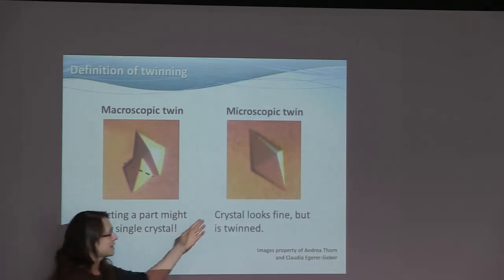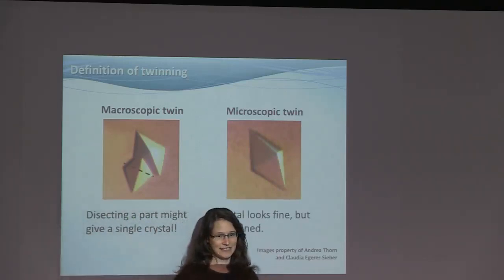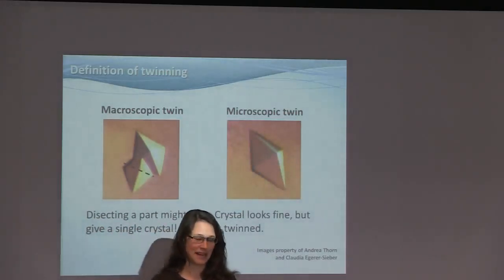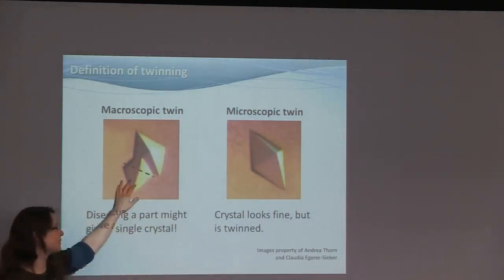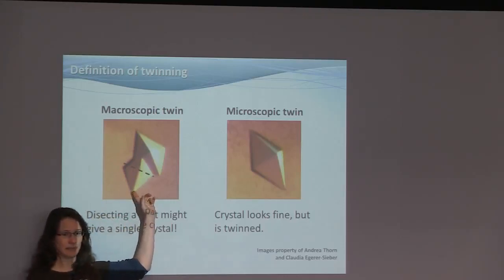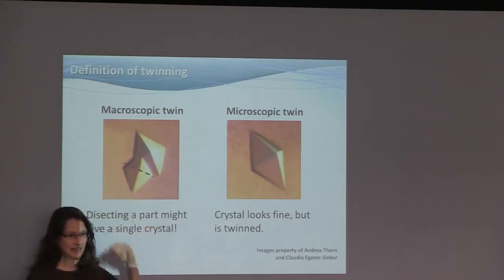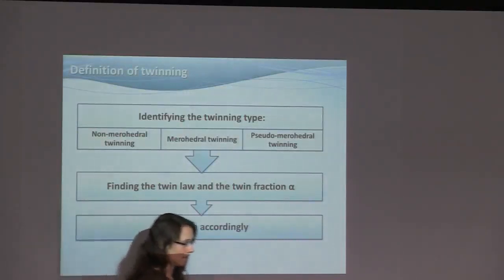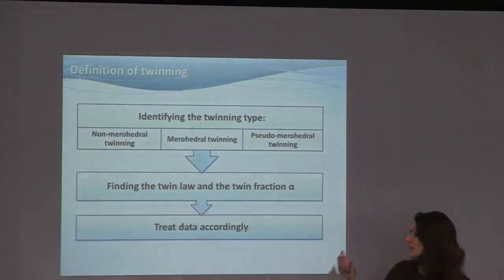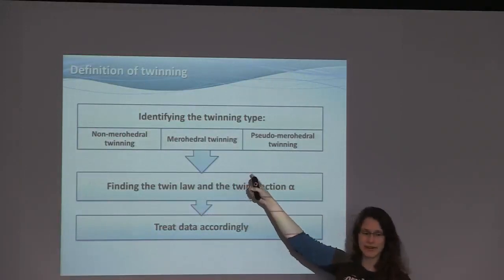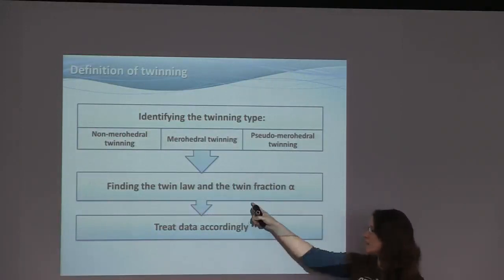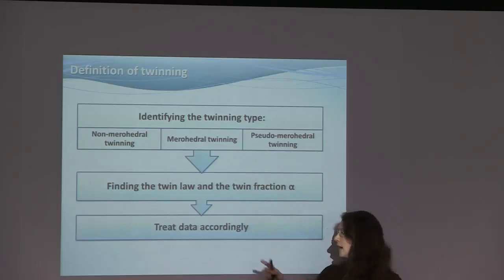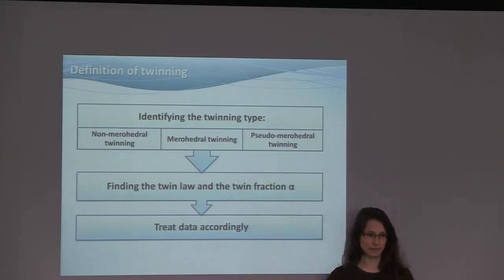Now, however, there are microscopic twins. They look fine, like single crystals, but they are twinned. Another possibility would be that you only irradiate the part of the crystal which is not having any portion of the other domain. So in order to treat twins correctly, you need to identify the twinning type, non-merohedral, merohedral, or pseudo-merohedral, find the twin law and the twin fraction alpha, and then treat the data accordingly. So easy, right?